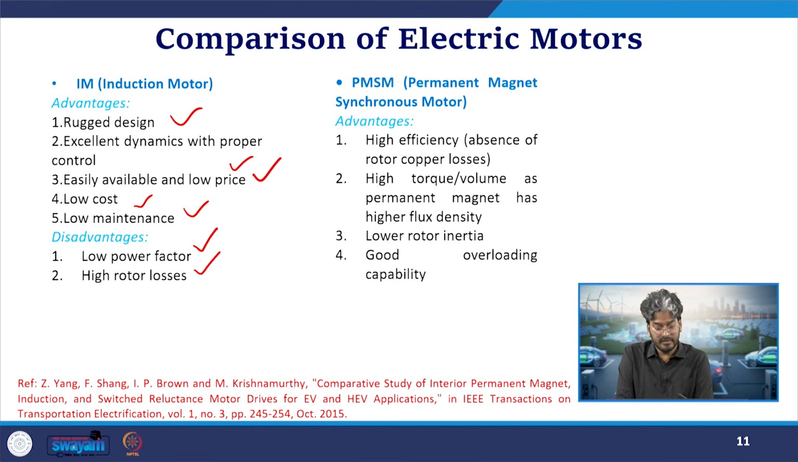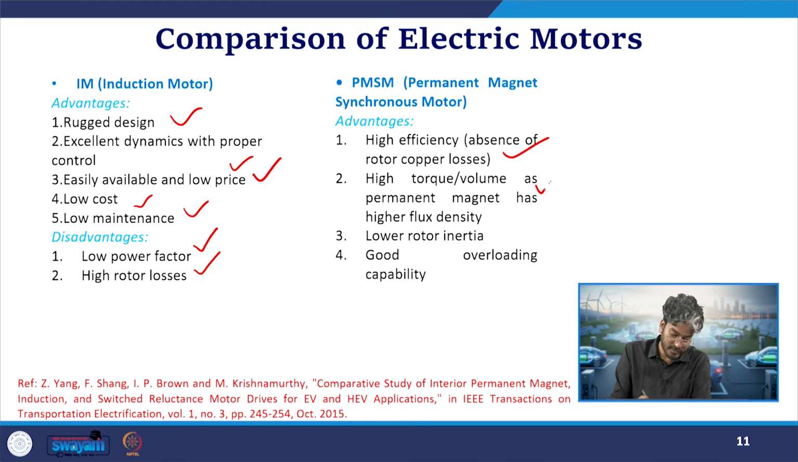Then PMSM, permanent magnet synchronous motors, they will be rotating at a particular speed, which we will see while discussing them in more detail. So, here the main advantage of this one is, compared with the induction machine, the PMSM will be highly efficient. Why is it so? Because the rotor does not have any type of windings inside it.